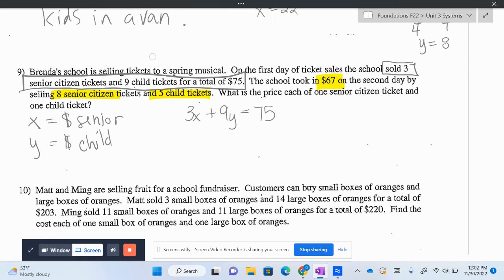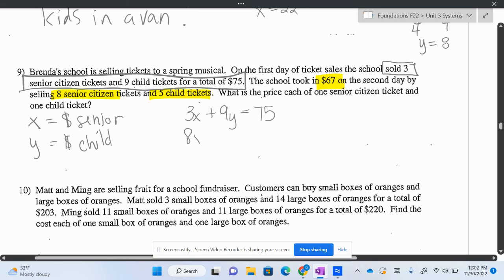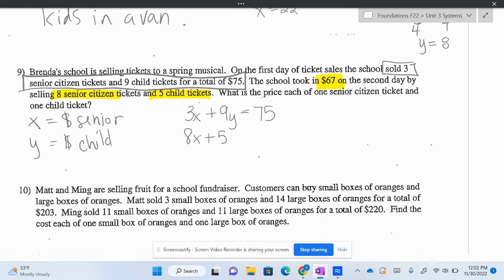What's that one going to look like? Senior tickets is X. How many senior tickets did I buy? 8X. Plus how many child tickets did I buy? So 5Y. How much money did I spend altogether? 67. Okay. We're not going to solve that. We're just going to set it up.